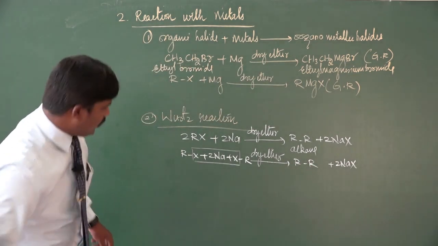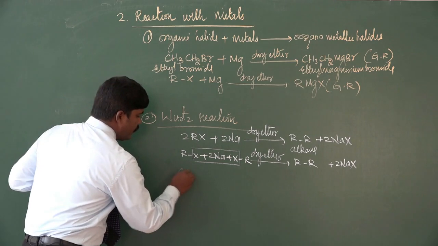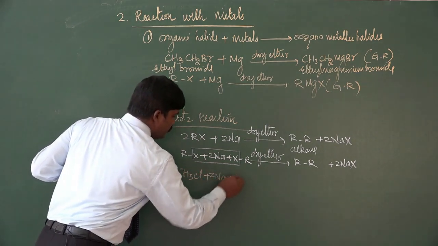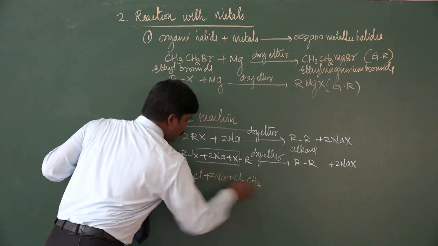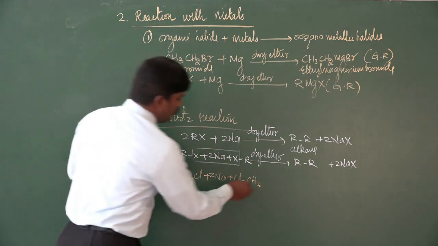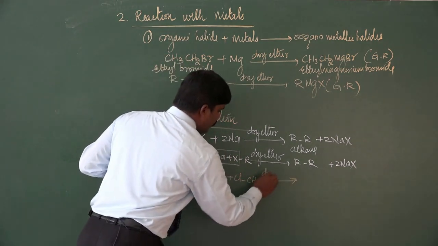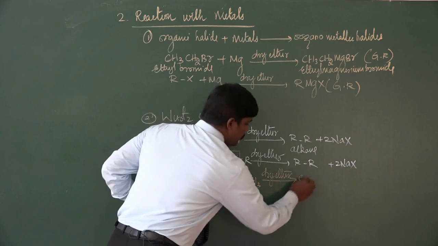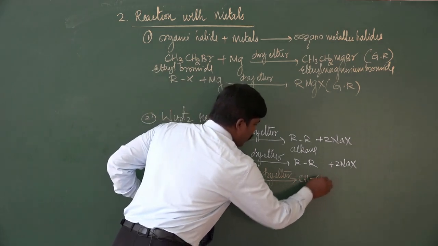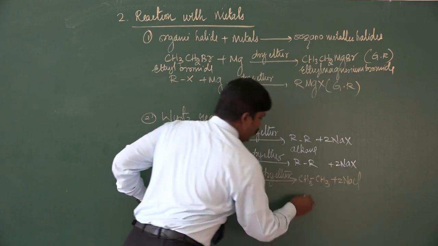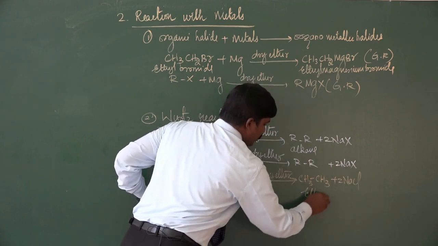So, if I take an example of chloromethane, CH3Cl plus 2Na plus ClCH3 in dry ether, what do I get as the product here? I will get CH3-CH3 plus 2NaCl. You call this ethane, nothing but an alkane.